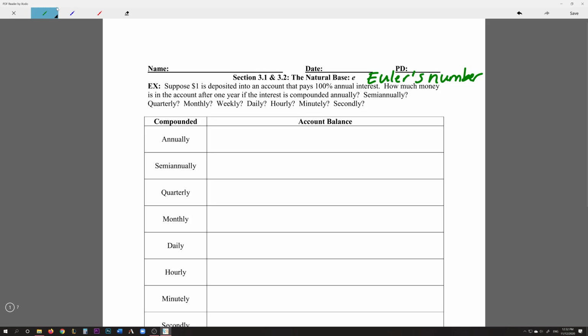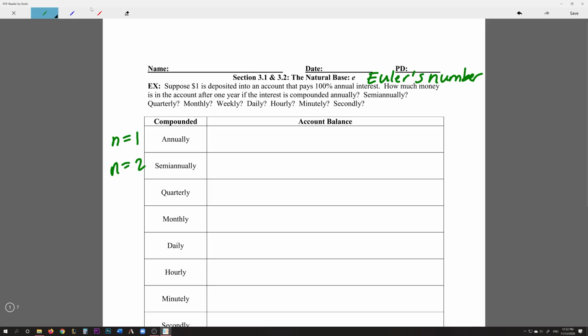Suppose that we have $1 that is deposited into an account that pays 100% annual interest. How much money is in the account after 1 year if the interest is compounded annually, semi-annually, quarterly, monthly, etc.? If we are compounding annually, we only do it one time a year. Semi-annually means half, so there are 2 halves in the year, and therefore we compound it twice a year.